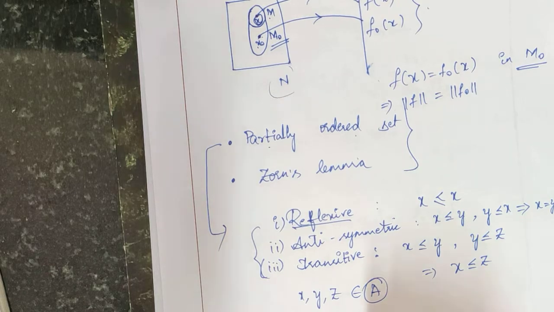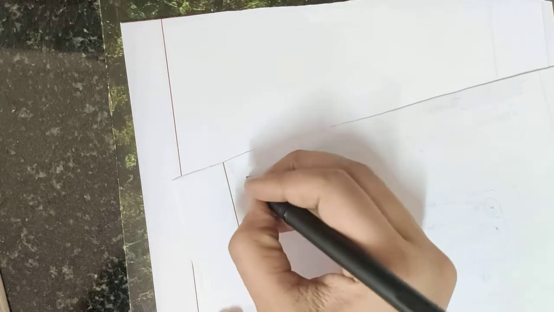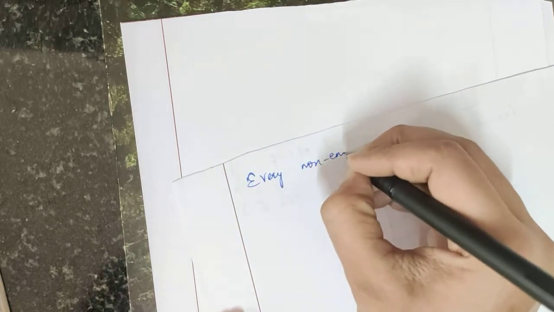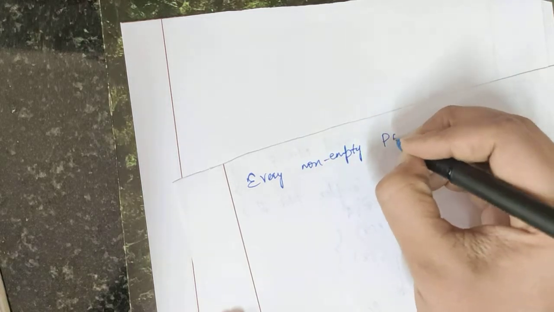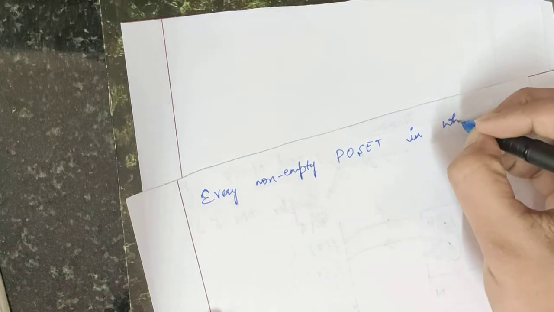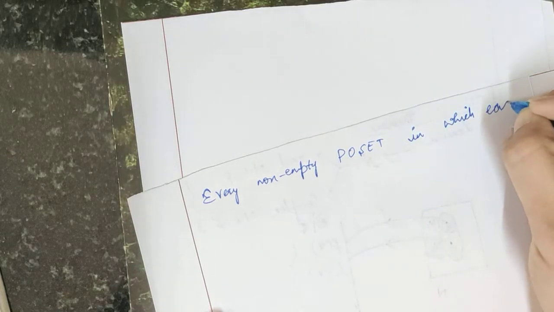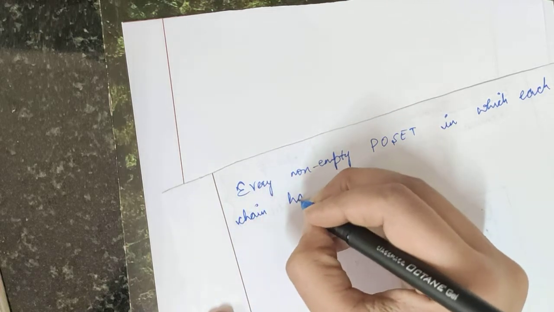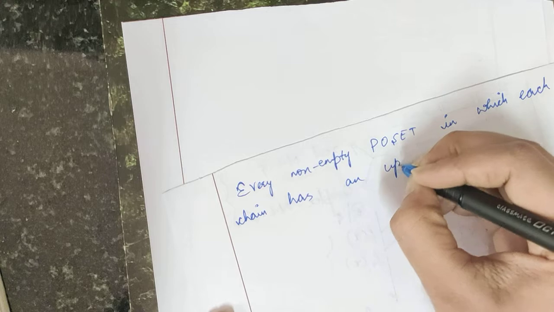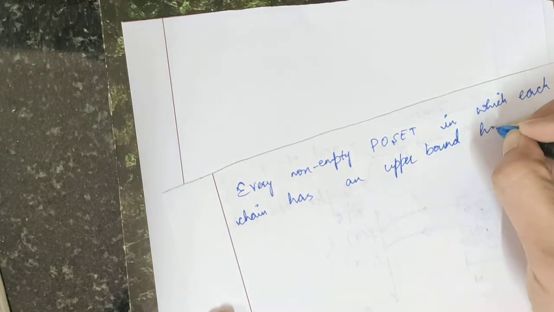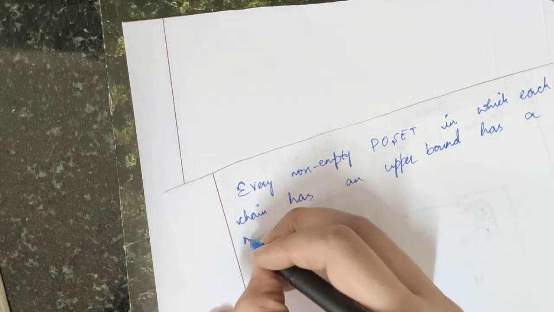Now how do you state Zorn's lemma? Zorn's lemma states that every non-empty poset in which each chain has an upper bound has a maximal element.